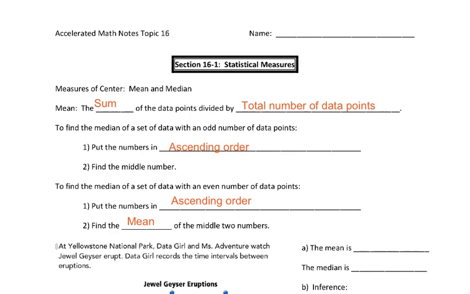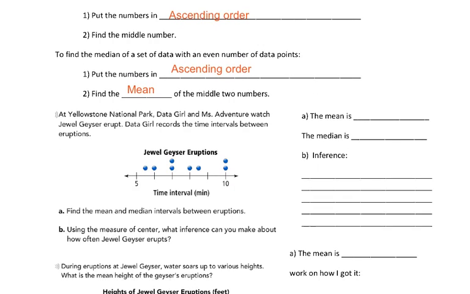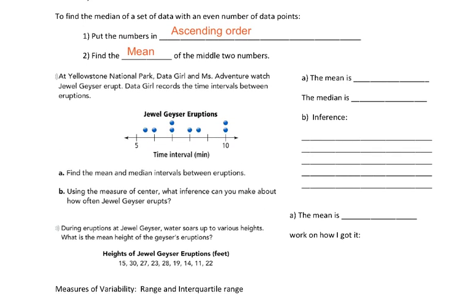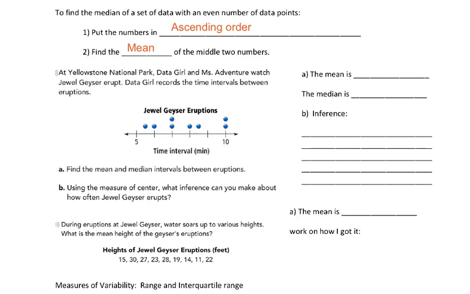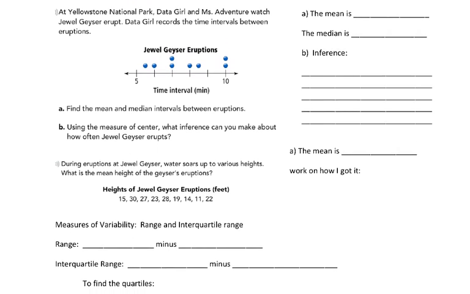Alright, let's take a look at this example about Yellowstone National Park. It says that Data Girl and Miss Adventure watch Jewel Geyser erupt, and Data Girl records the time intervals between the eruptions. And we have a dot plot to show the information, and we want to know the mean of those numbers. We also want to know the median, and then once we have that, we will make an inference.